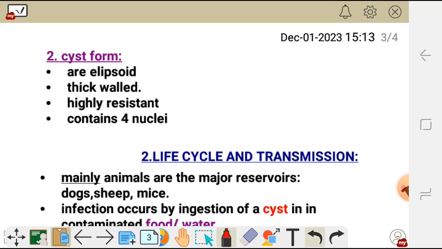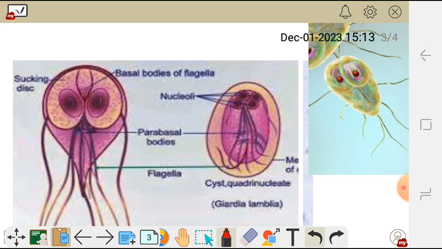The cyst form is ellipsoid in shape, and it has a thick wall which helps it to be highly resistant, and it contains 4 nuclei. So this is the cyst form, which has 4 nuclei there. We have this wall which is thick, and then it is also highly resistant.